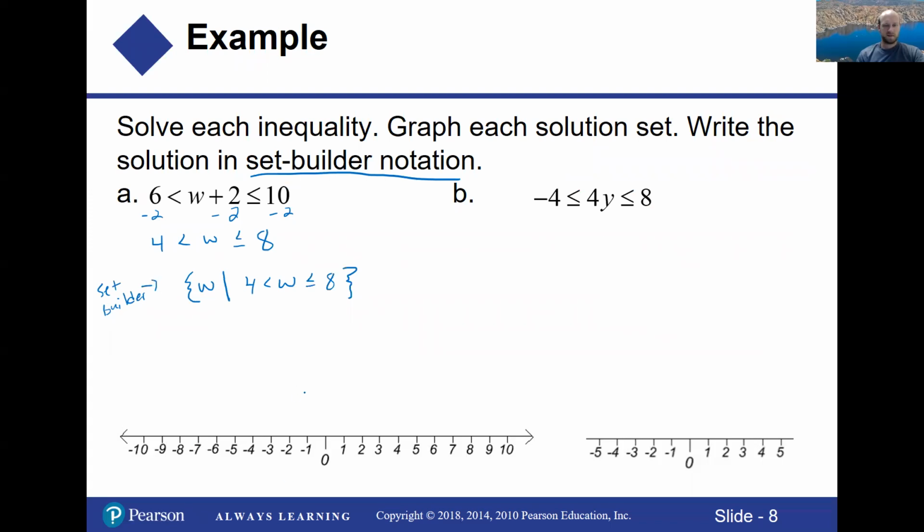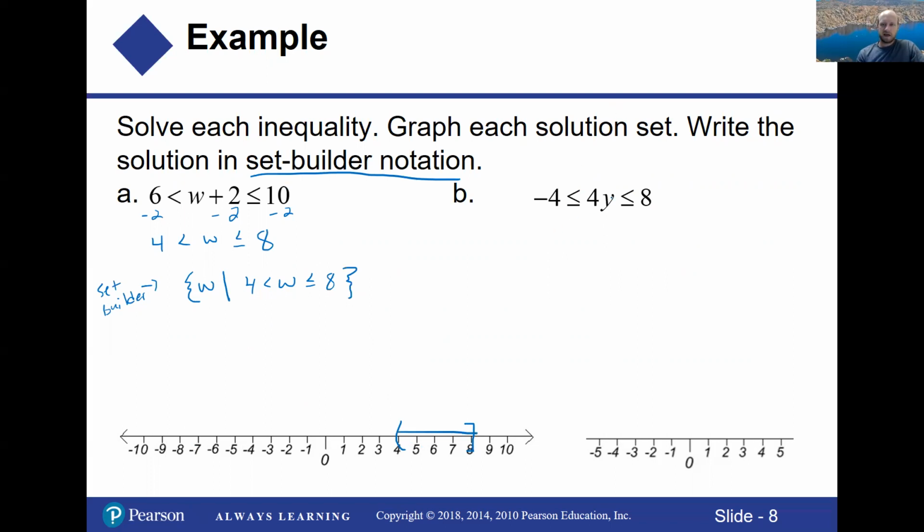All right, and then let's graph it. So it would be like this. It would be everything between 4 and 8. Now 4 is going to have a parenthesis because it's a greater than sign if I'm reading it from right to left, right? It would be W is greater than 4, and then W is less than or equal to 8. And I'm going to have a bracket right there and connect those two.